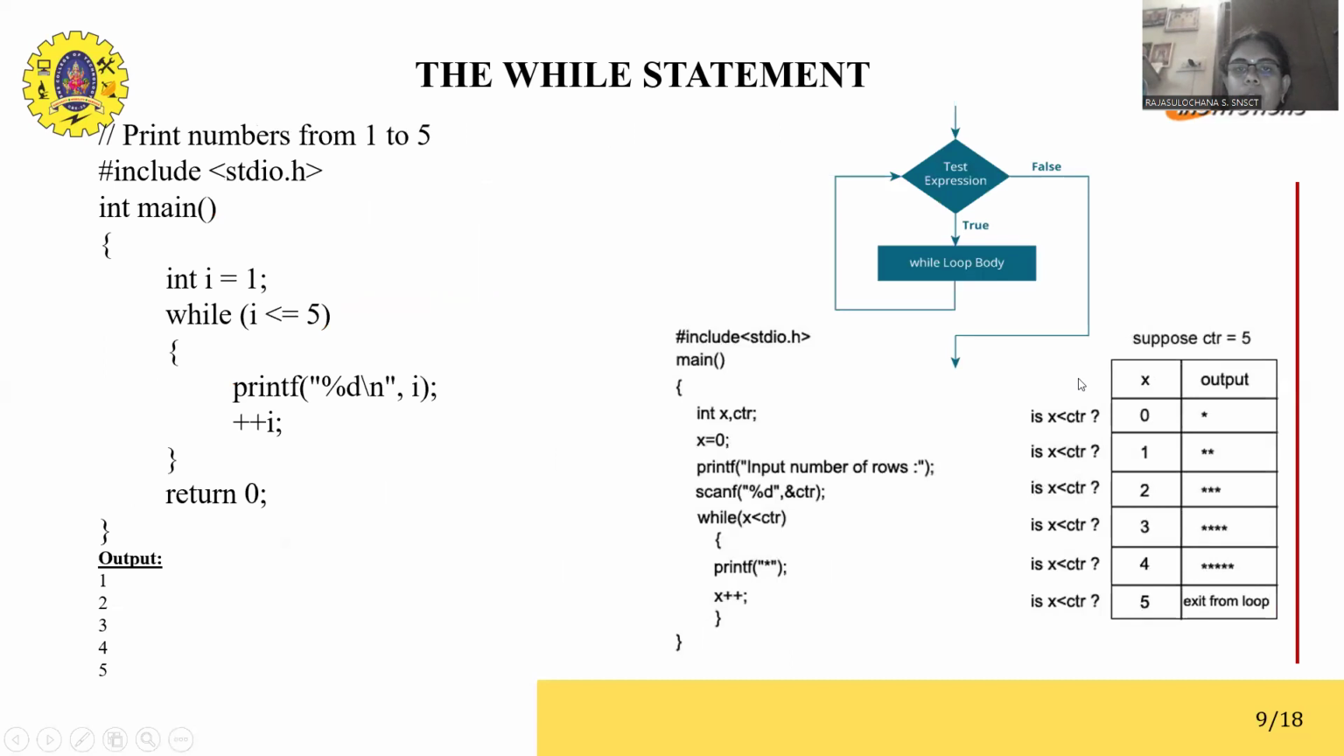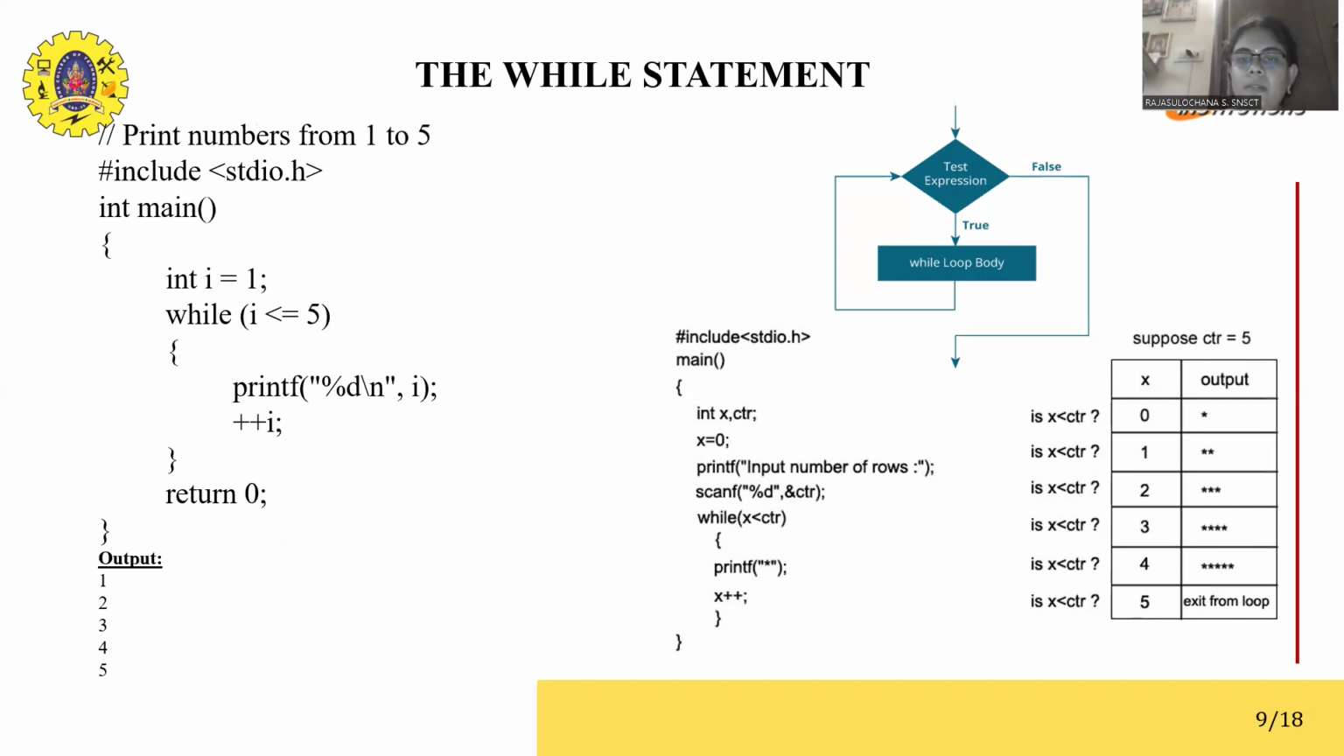Let us see one example for the while statement. Here I want to print the numbers starting from 1 to 5. So I'm initializing the control variable I equal to 1, and the condition that I need to check is I less than or equal to 5, because I want to print the values till 5. So until this condition is satisfied, this I value will be printed, and once the value is printed, I have to increment I to the next value. Only then the next value will be printed.